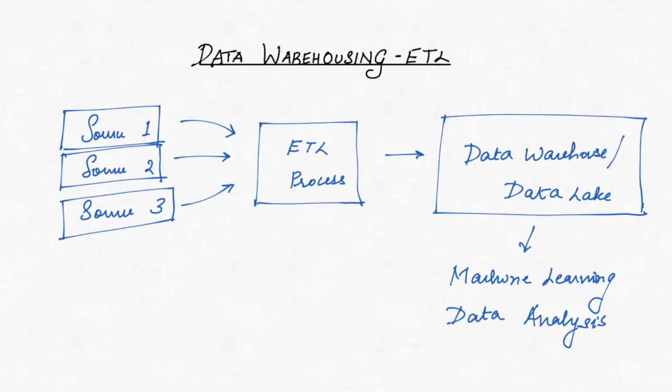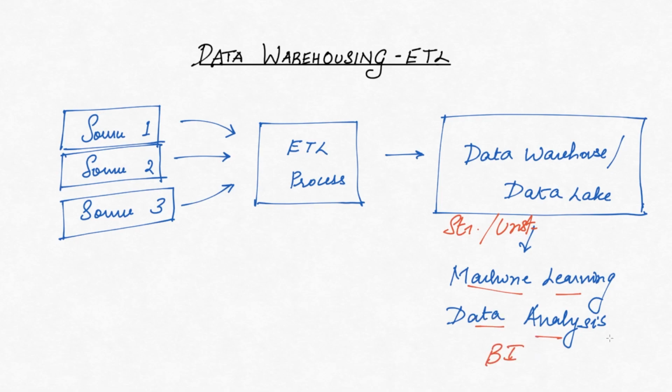Today I'll give an overview about the data warehousing pipeline, more specifically the ETL process used in it. So in a data warehouse you typically store structured data like tables. This data is used for further analysis in machine learning models, data visualizations and business intelligence.